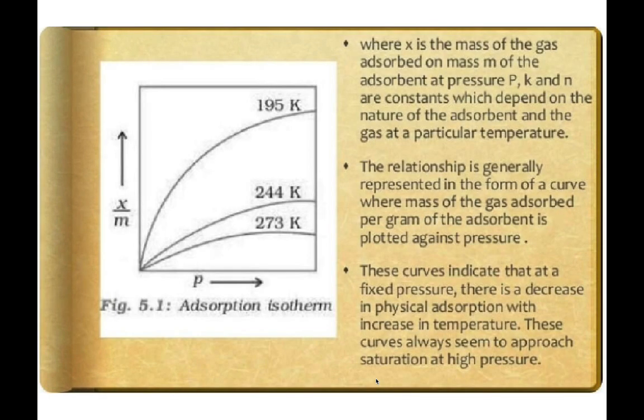You can see here that the adsorption isotherm is plotted with x/m on the y-axis and pressure p along the x-axis, and the curves at a fixed pressure show a decrease in physical adsorption with increase in temperature. You can see that at 273 Kelvin with high pressure, the curve is shorter. This is for your reference.